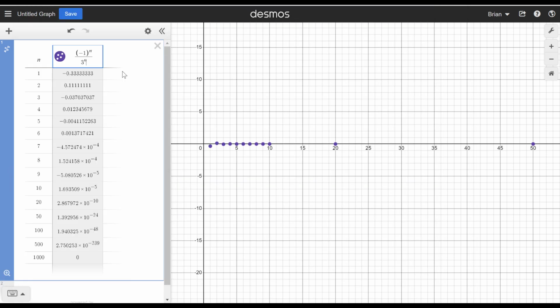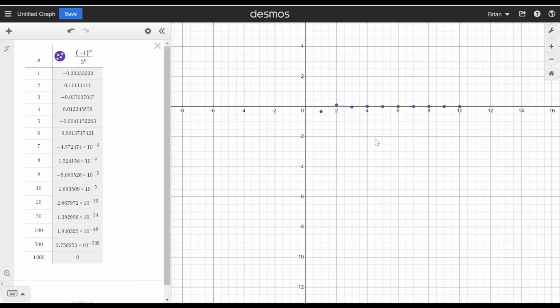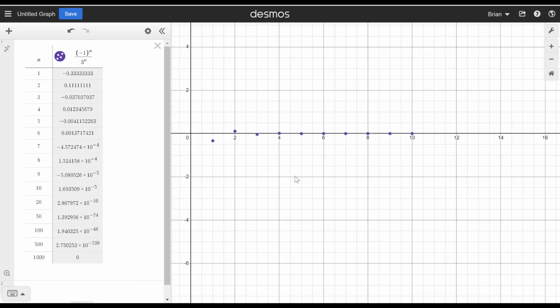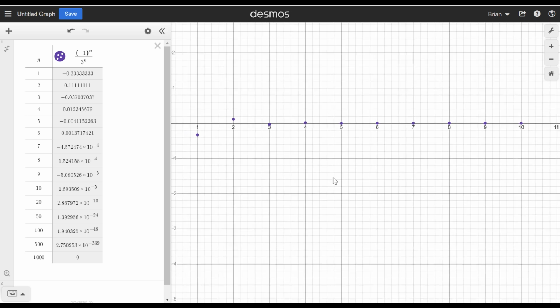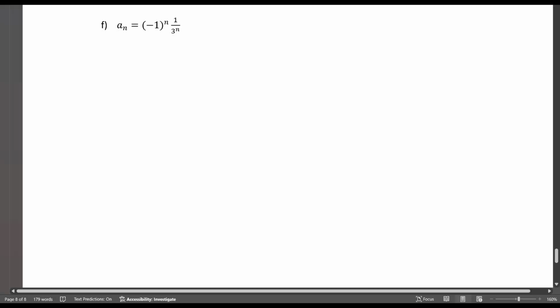Right. Doing this also on Desmos, typing in the sequence, again listing the first 10 terms, we can see those terms going to 0 very quickly. And if I zoom in here, we can see the dots a little bit better, right? But the dots are definitely going to 0 very fast as they alternate. So we have negative, positive, negative, positive, negative, positive, and they get small very fast and go to 0.